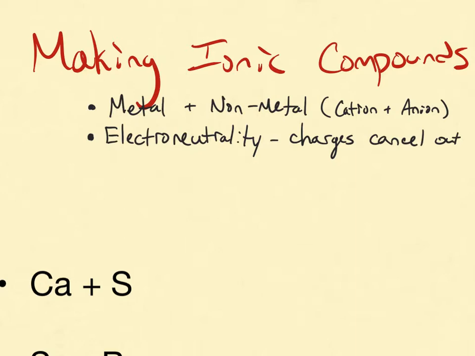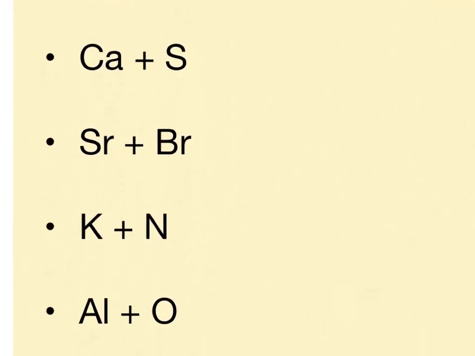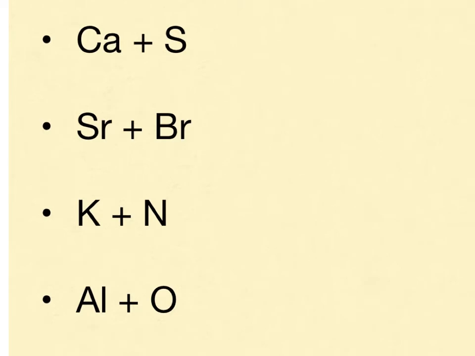So what's going to happen next is we're going to scroll down here and bring up a couple of examples, and we're going to work these problems out and make these ionic compounds with the proper formulas so that their charges are all balanced, or they are all electroneutral. So let's get started with the first one.